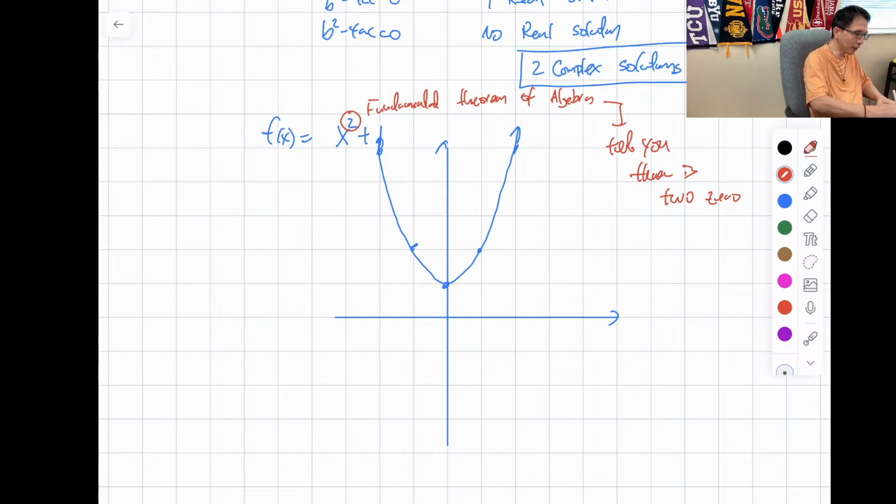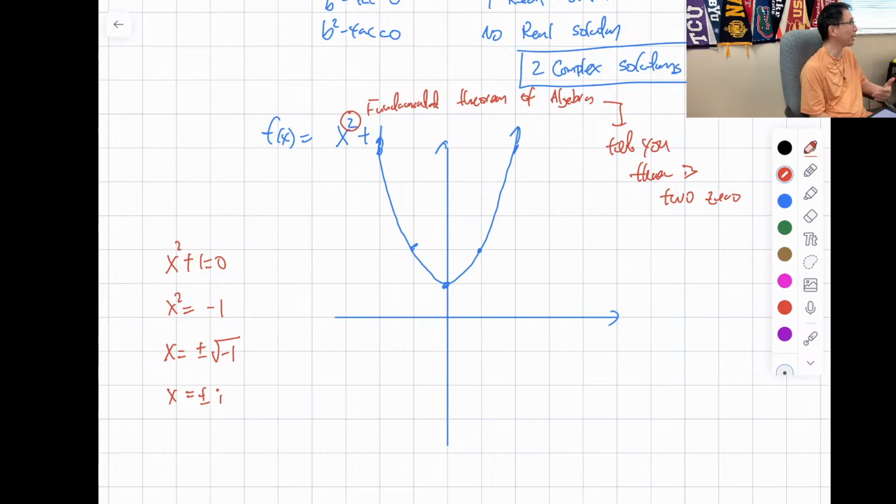If you really set this one equal to 0, and move the 1 over to get negative 1, and square root both sides, that's equal to plus or minus i. And you're going to be like, wait, what does i look like? It turns out, in normal situations, we're not able to show you on the real axis. On the real axis, you cannot see what's going on.